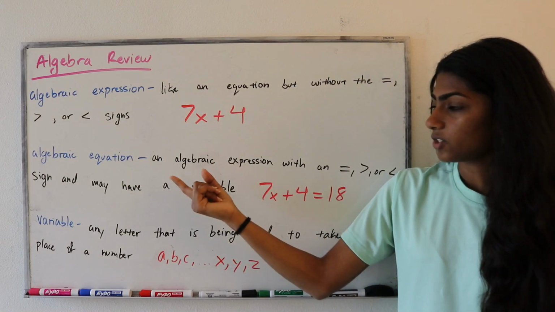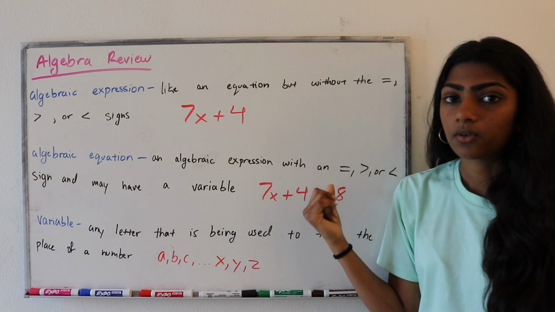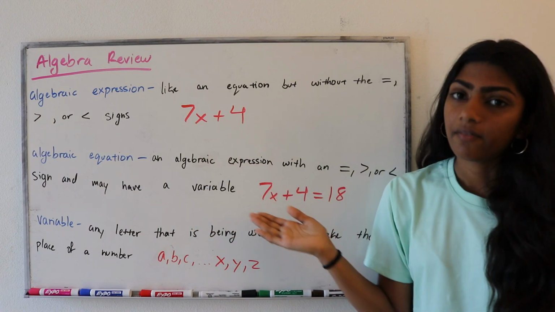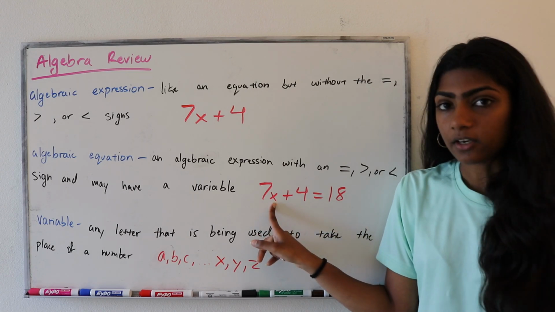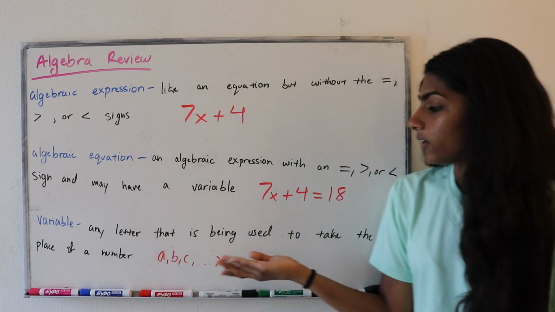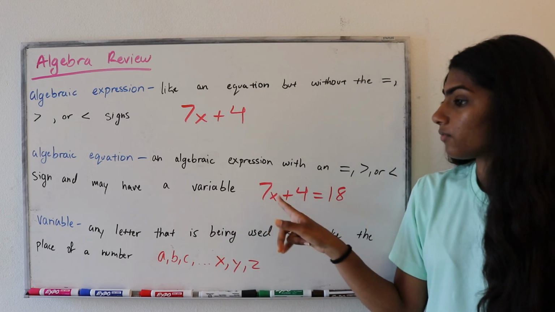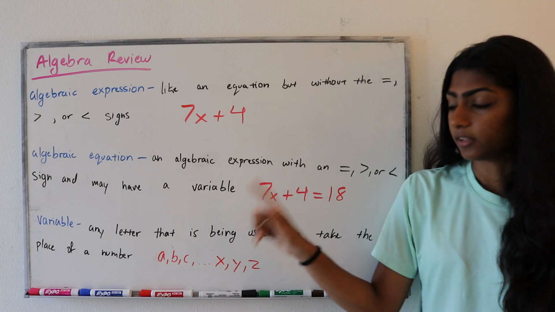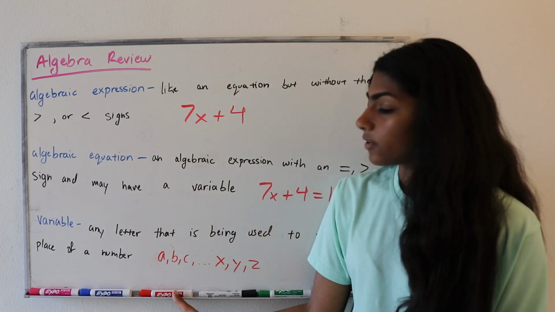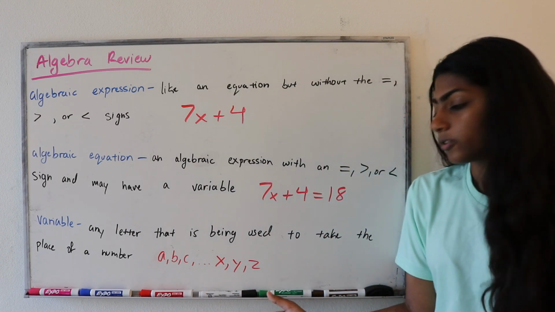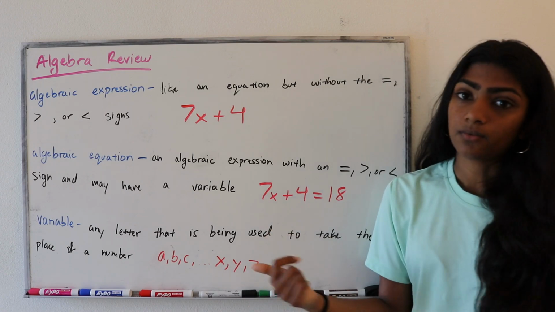Next, algebraic equation. You can guess, it's just like an algebraic expression, but with an equals, greater than, or less than sign, and may have a variable. So 7x plus 4 equals 18. And this x right here is a variable. A variable is any letter that is being used to take the place of a number. Usually, what you want to do is solve for the variable, or find what the variable equals. A variable can be any letter from A through Z. The most common variables are usually A, B, C, D, and then X, Y, and Z.